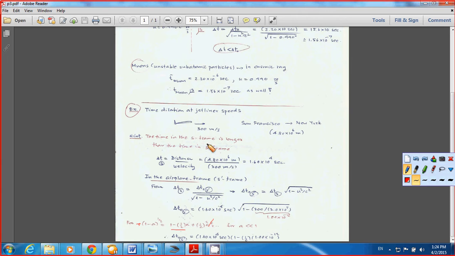So you look at this one here, the time. When you compare the time here on the S frame, the reference frame, or on the ground, on the earth, and this is the time on the plane, you can see that the time on the plane is shorter than the time on the S frame. Okay.